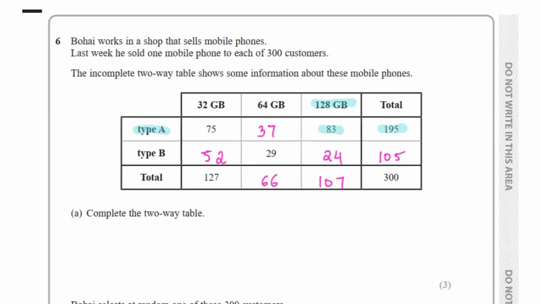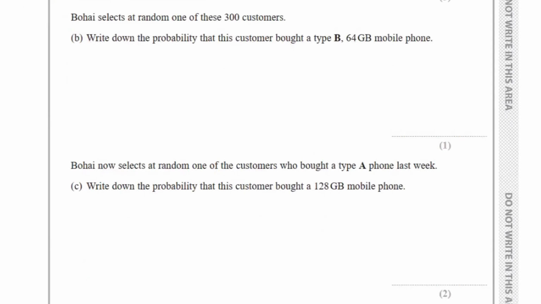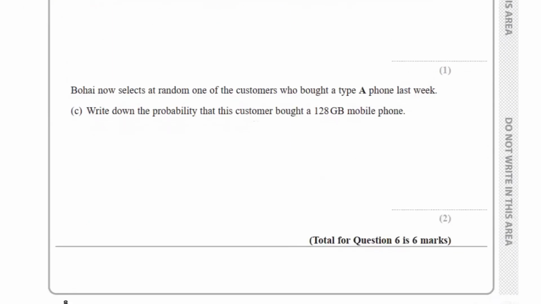So if we go back to the question, it was saying that he bought a type A phone last week. So we know that it's from the type A phones, and from the type A phones, it is 128 GB. So that's going to be 83, which was the number of 128 GB type A phones, and the total number of type A phones is 195. So that's your answer. For question 13, the diagram shows the classroom wall in the shape of a trapezium.